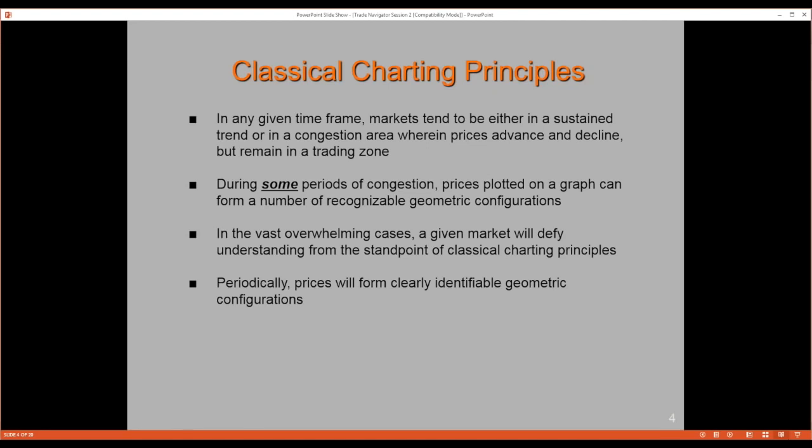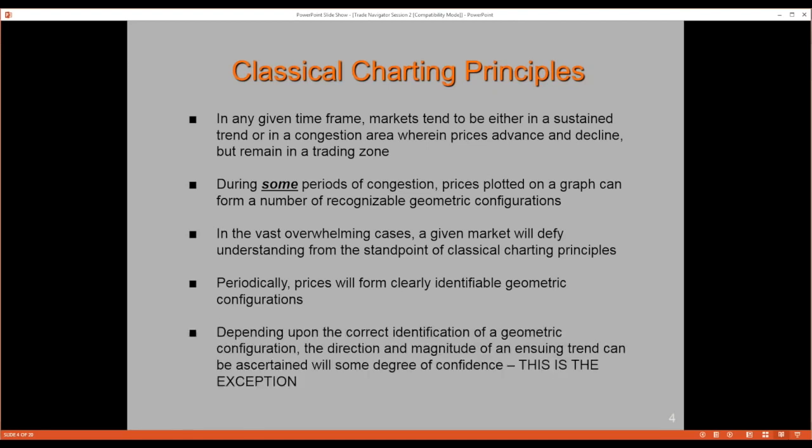Periodically, prices will form clearly identifiable geometric patterns, and depending on the correct identification of a geometric configuration, the direction and magnitude of an ensuing trend can be ascertained with some degree of confidence. And I want to point out, this is an exception where you can look at a market and say, I know what pattern it is, I can have confidence in the pattern, and that confidence will work itself out based on my ability to correctly ascertain the direction and magnitude of the trend.